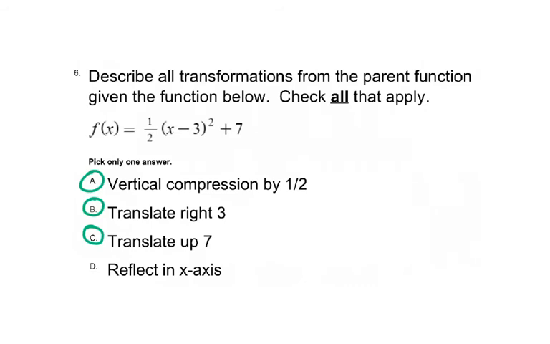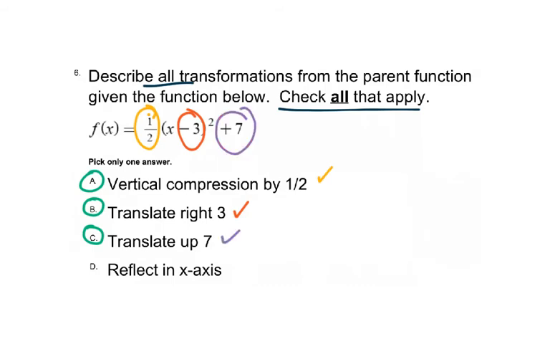Alright, so this one says, describe all transformations. Again, check all that apply. So this 1/2 is my compression. The minus 3 is my translation to the right. And my plus 7 is my translating up. It did not reflect over the x-axis, so that's why that one was not chosen.